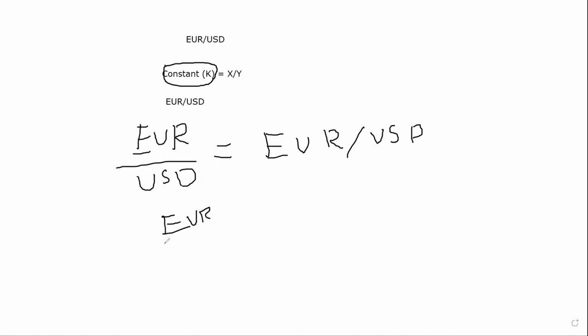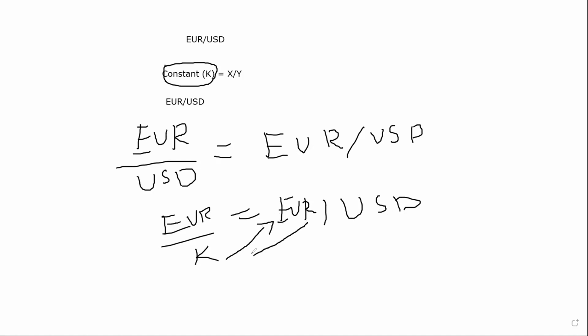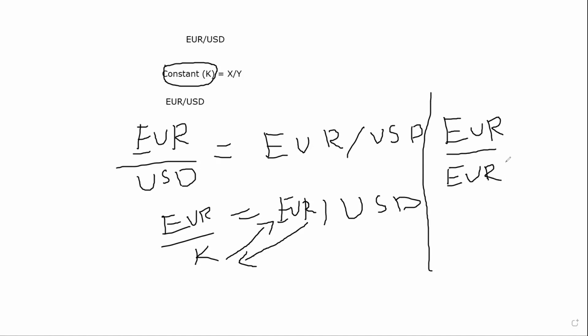Euro divided by K equals EUR/USD. So we're going to place K over here and send euro US dollar to the other side. Mathematically, it will become euro divided by euro/US dollar, and that will be K. So this is a direct proportion, as I told you: constant K equals X divided by Y. X is euro, and Y is the euro USD exchange rate. Very, very simple.